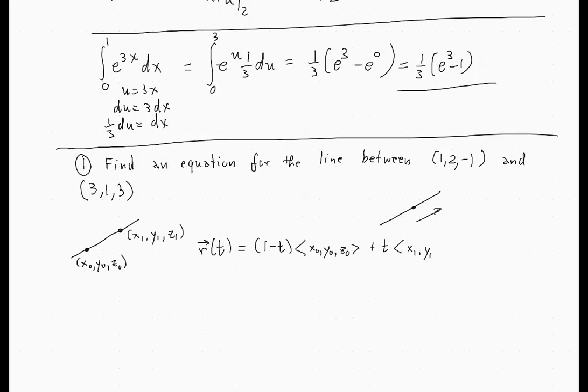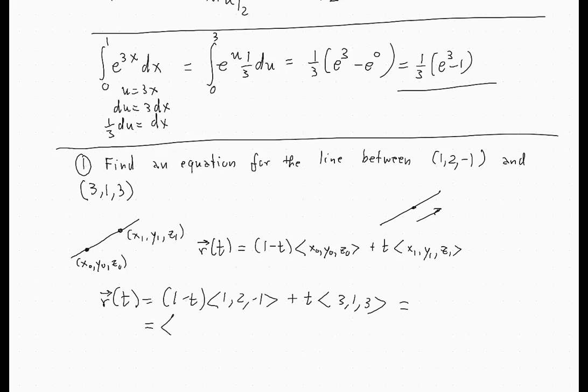And of course, if you apply this formula, you will get right away the answer, which is (1 - t) times the vector (1, 2, -1), plus t times the vector (3, 1, 3). And that's pretty much it. Okay, I mean, if you want, you can write this as one vector. You can work it out, in other words. But you don't really have to.